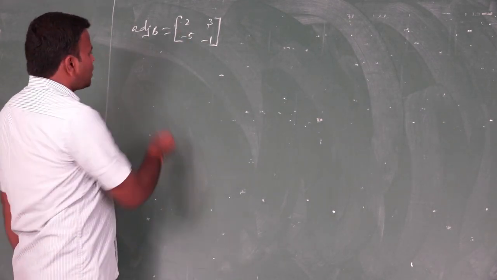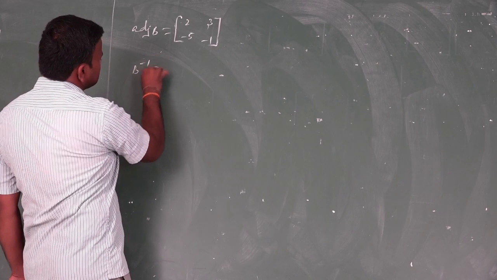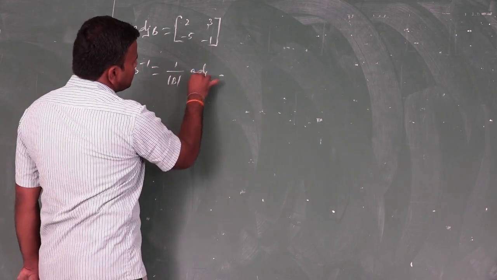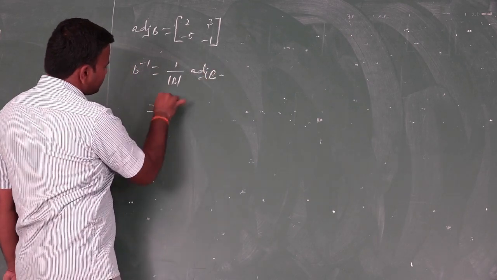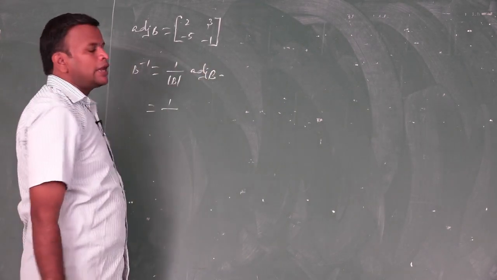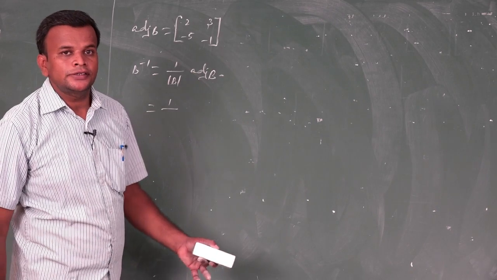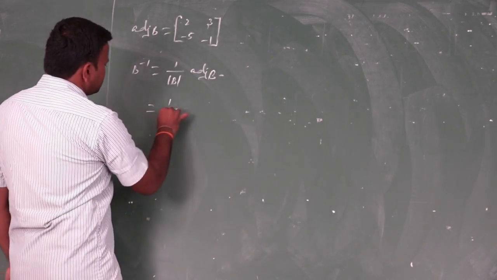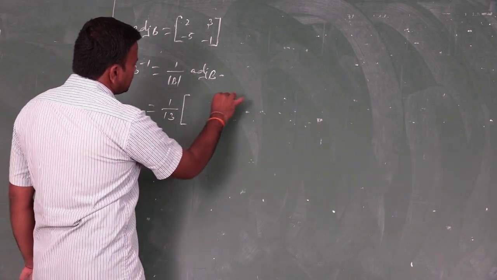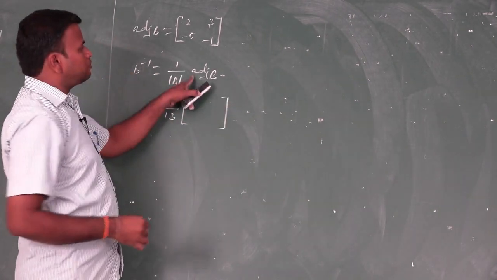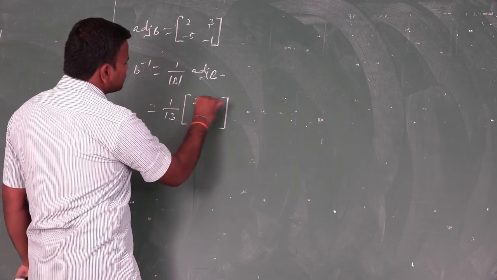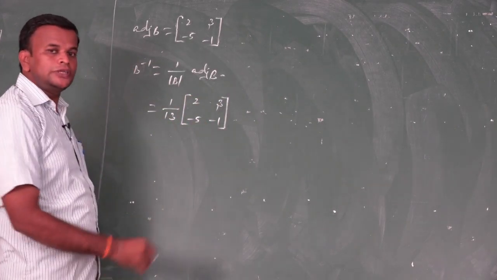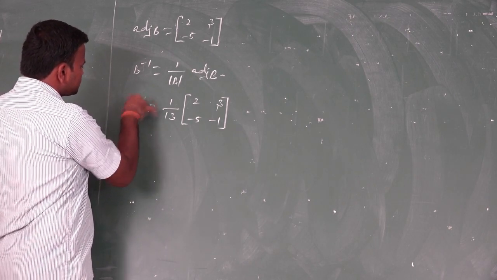Next step, to write the formula of B inverse. The formula of B inverse is 1 by determinant B into adjoint B. So 1 by the value of the determinant B, we already found that value is 30, into adjoint B. The adjoint B matrix value is [2, 3; -5, -1]. So that is the value of B inverse.